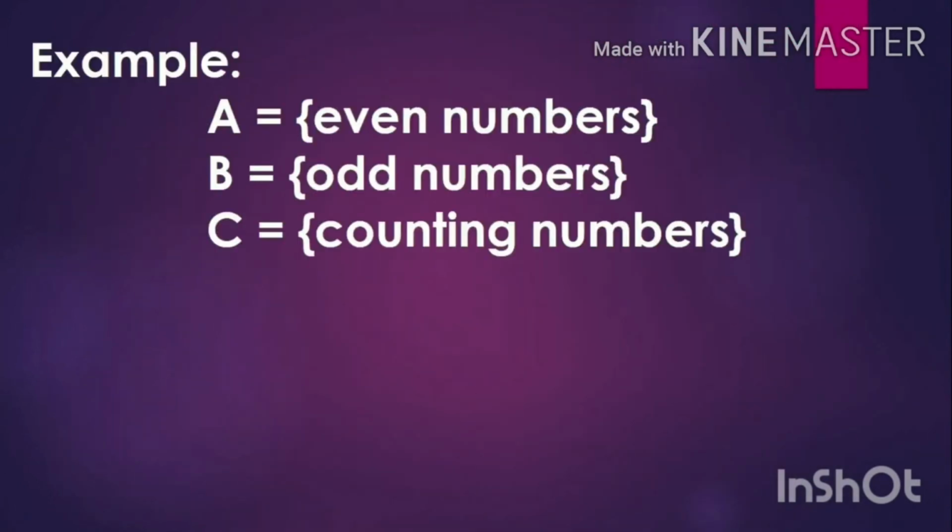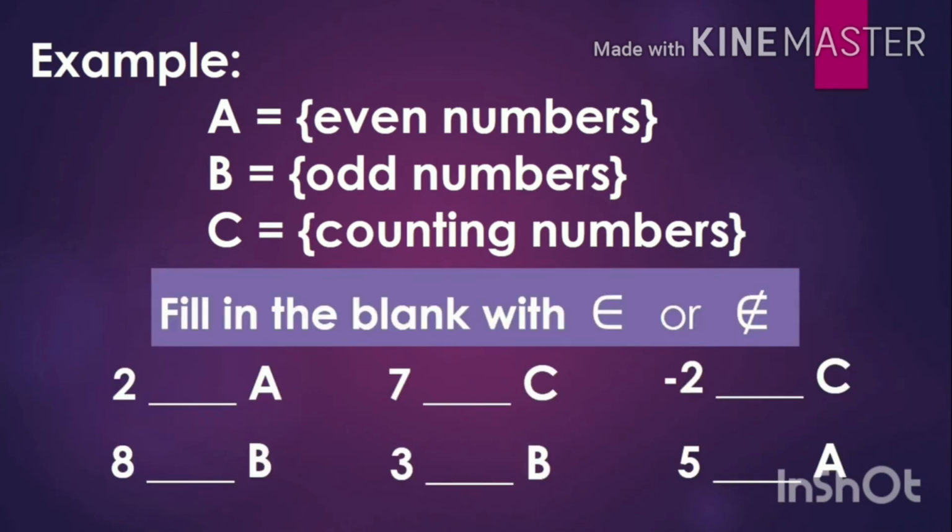Another example. Set A is a set of even numbers. Set B is a set of odd numbers. Set C is a set of counting numbers. So we will answer the following question. First, 2 is blank of set A. Is it element or not an element?